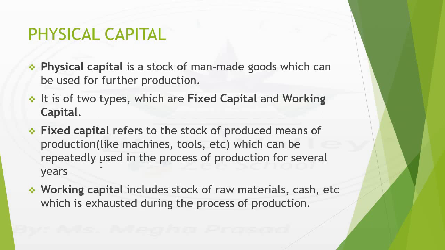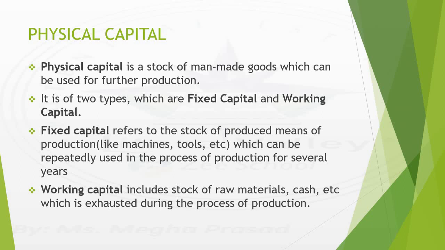This means that fixed capital are all those things, all those commodities which can be used again and again for a particular number of years. It will not be exhausted in single use. The last point is working capital. Working capital includes stock of food grains, cash, etc., which is exhausted during the process of production.